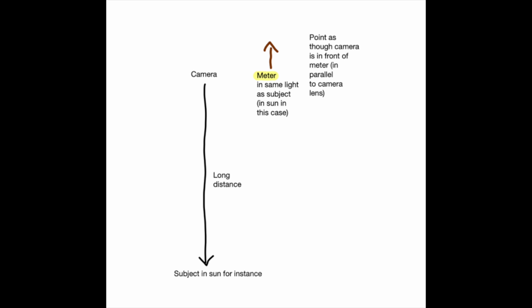The reason why that works is because the light that's hitting the meter and the light that's hitting the distant subject is the same light coming from the sun, which is 93 million miles away. So there's hardly any difference at all between the amount of light here and the amount of light over there, 300-400 yards away, whatever it is. So that's why it works.